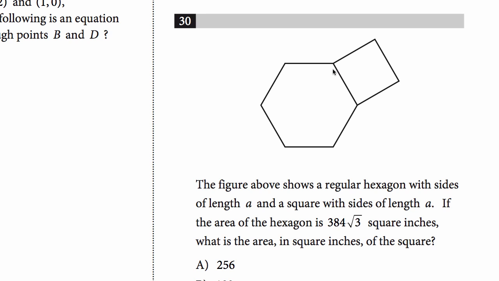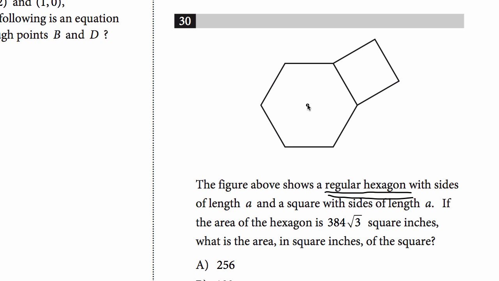This one says the figure above shows a regular hexagon with sides of length A and a square with sides of length A as well. If the area of the hexagon is 384 radical 3 square inches, what is the area in square inches of the square? I feel like I said square like 9 times. Okay, so the nice thing about this problem is that it's a regular hexagon. So who cares? Why does it matter?